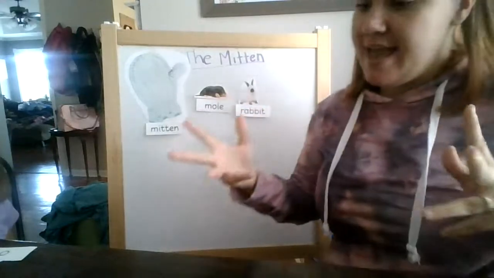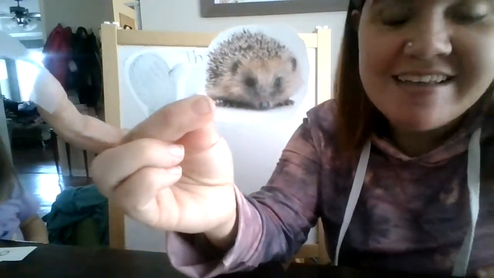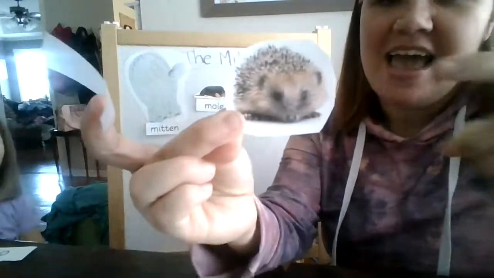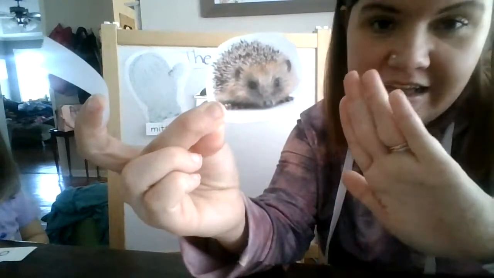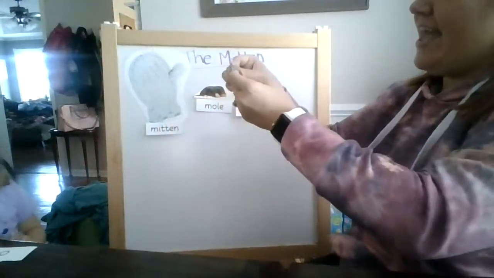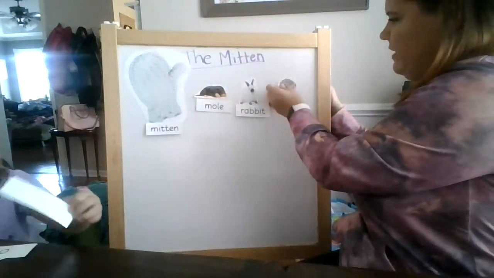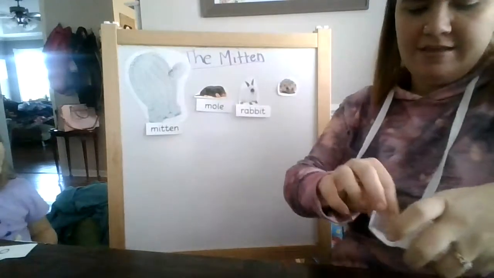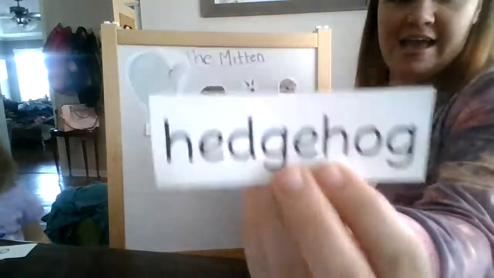All right, now what's the next animal that comes along? You remember the name of this? I know it's kind of new. It's a hedgehog. And you see his pricklies right there? He's very spiky, so you don't ever want to touch him. If you touched it, ooh, that would hurt your finger. So we've got a hedgehog that came in next. So we're going to put his name with him. Hedgehog.